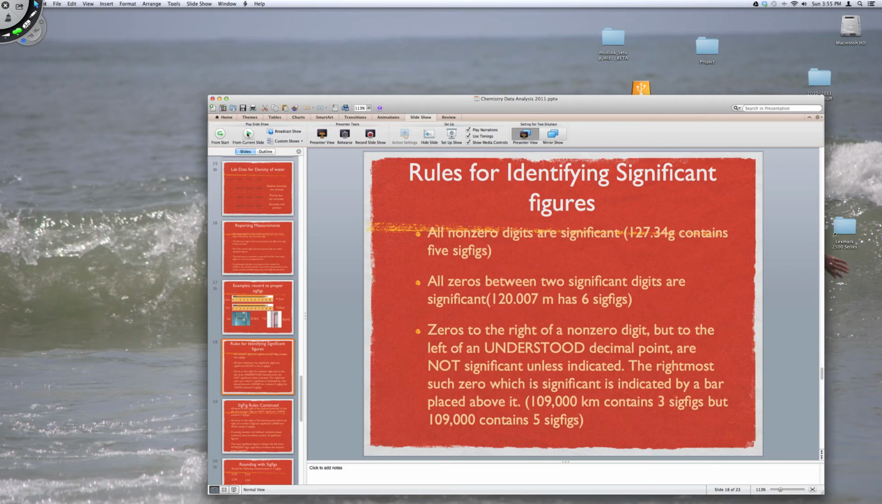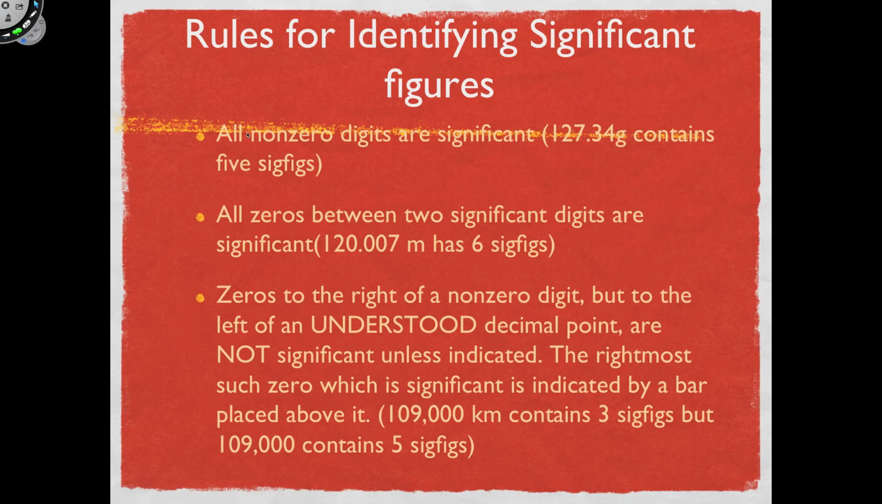Alright, so we've talked about measurement and reliability, and we discussed how when you take a measurement, you're supposed to record all your certain digits plus your uncertain digit. And we have a special name for those digits, and those are called significant digits or significant figures, depending on what book you get the information out of.